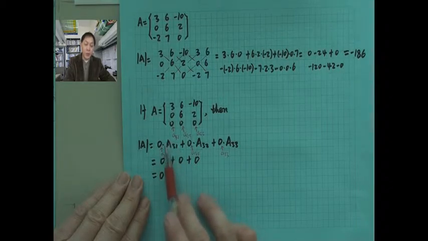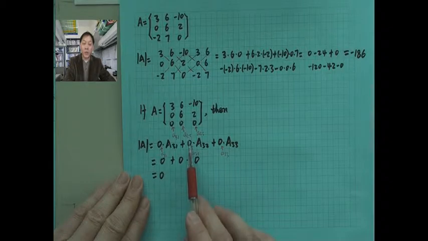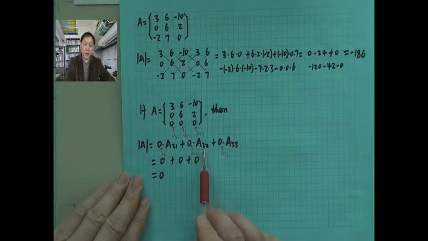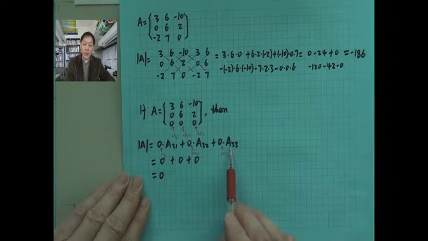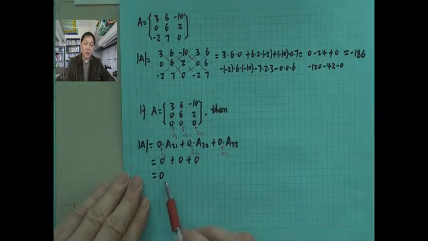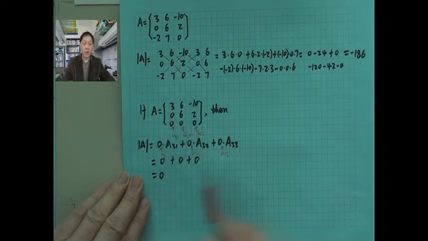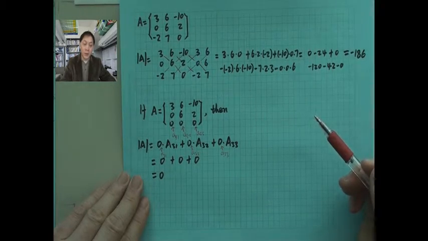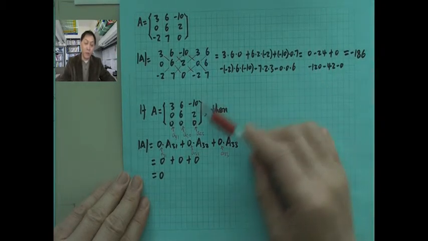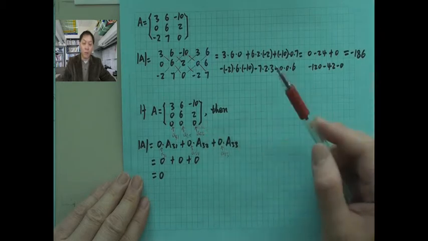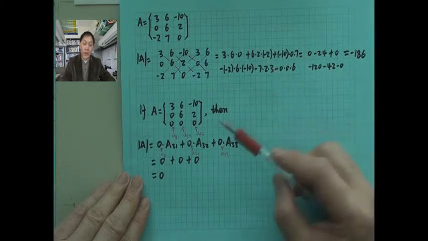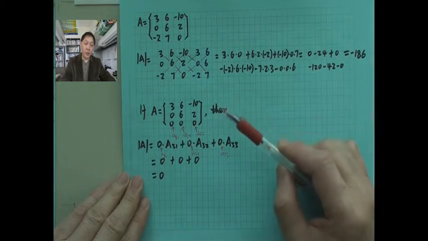You know 0 times this quantity will be 0. 0 times this cofactor A3-2 will be 0. And 0 times cofactor A3-3 will be 0. 0 plus 0 plus 0 is 0. So if one column is 0, the determinant for sure will be 0. Okay? And if one row is 0, then the whole determinant will be 0.